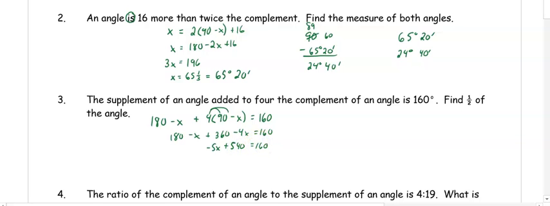When we combine our like terms, negative 5x plus 540 is equal to 160. We can subtract 540 from both sides. Negative 5x is equal to negative 380. We divide by negative 5. x is 76 degrees. So if the angle is 76 and we want half the angle, we want half of 76 degrees, which is 38 degrees.